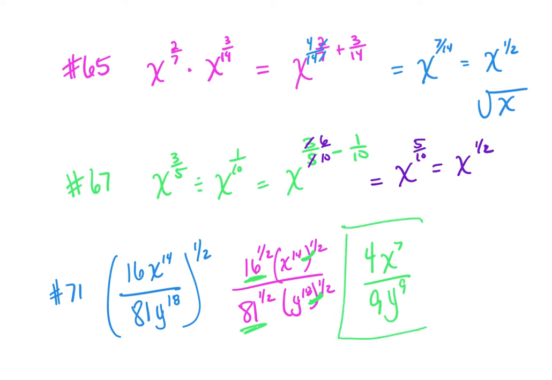That is my answer there. If I could reduce the 4 and the 9, I would do that. I can't. If there had been an x on top and an x on bottom, you would have simplified that as well. But at this point, it is as simple as it can get.